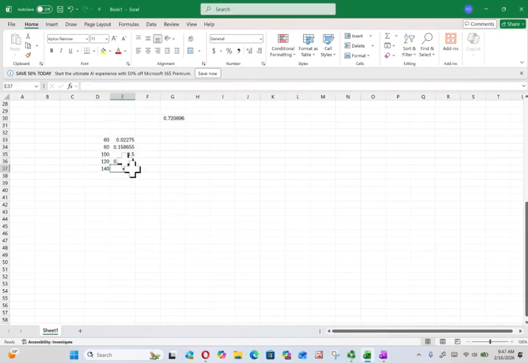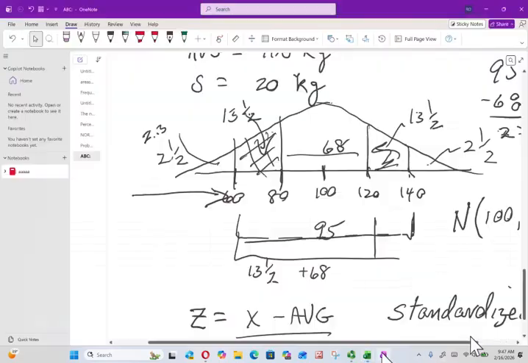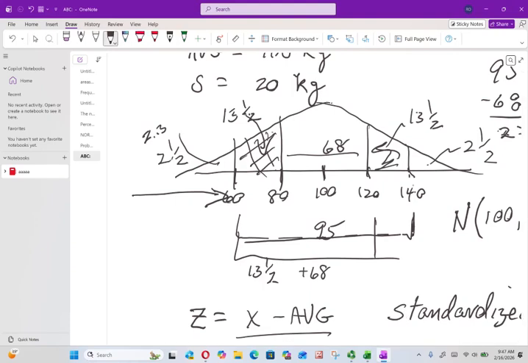The probability to the left of 140 is 0.977. And if you look at the picture, it's 2.5% greater than 140. And this is basically 97.5.